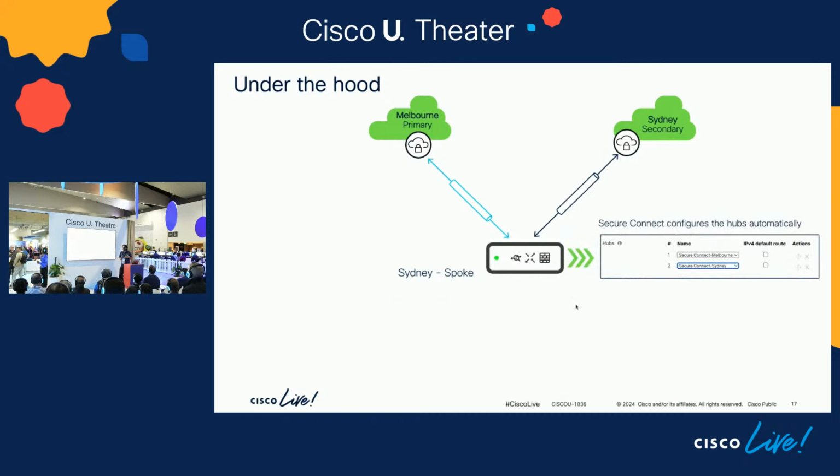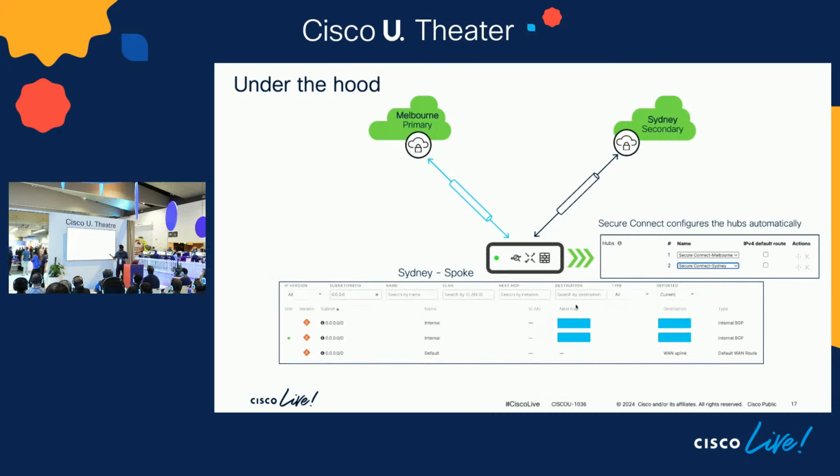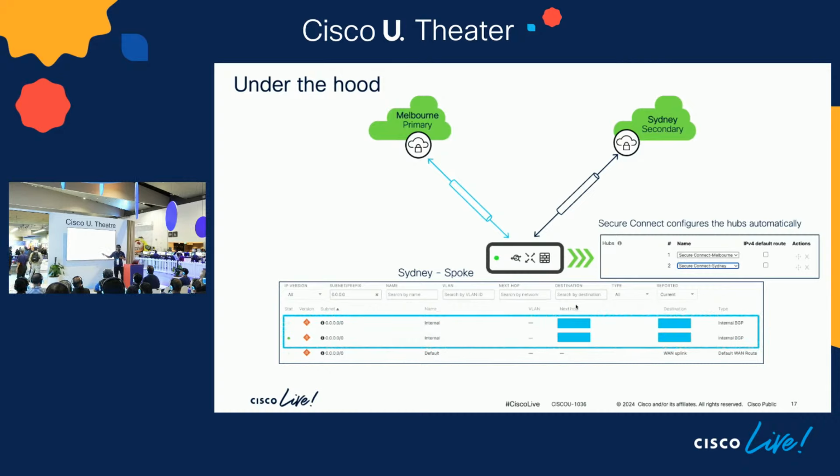You will notice that inside your site-to-site VPN page, the Secure Connect Melbourne and Sydney hub locations will appear, and that will happen automatically. Then we will advertise a default route from the Melbourne and Sydney data centers towards your branch location over BGP. So iBGP will be used here, and in return, the branch location will advertise its private subnets over iBGP as well. So bidirectional routing exchange will happen. After that, you will notice that two default routes will appear inside your routing table.